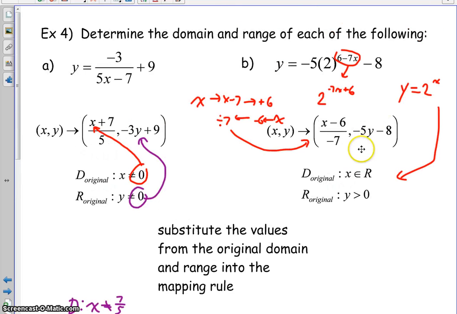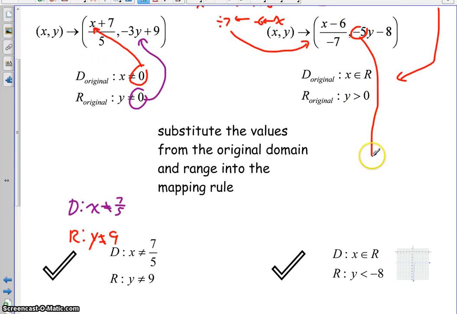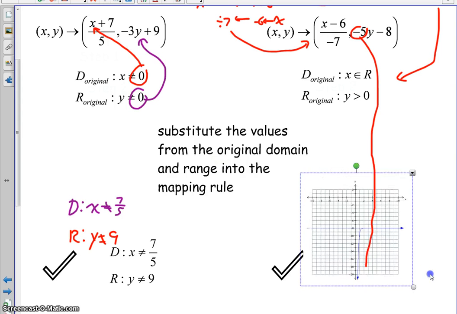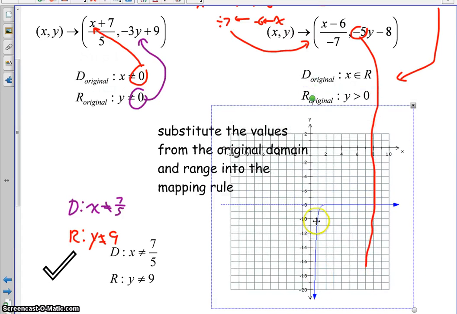Okay, and for your range, you put in 0 into the mapping rule. 0 times negative 5 is 0, minus 8 is negative 8. However, we multiplied by negative, so that's going to change the direction of the sign. So you can see the direction of the sign, instead of being y is greater than 0, is now y is less than negative 8. Okay, you can take a look at the graph here, just to confirm what the graph looks like. Okay, you see it there.